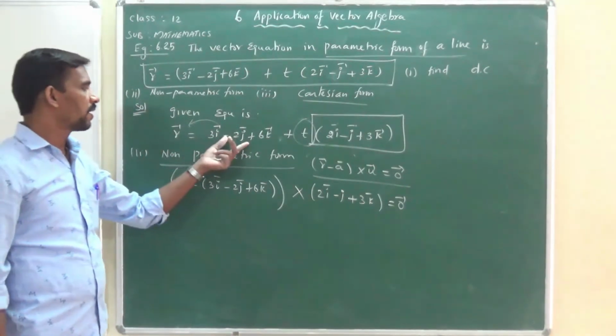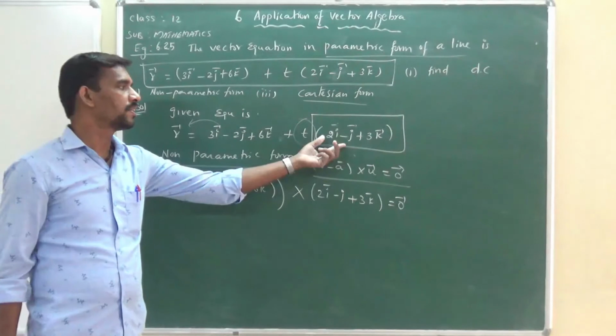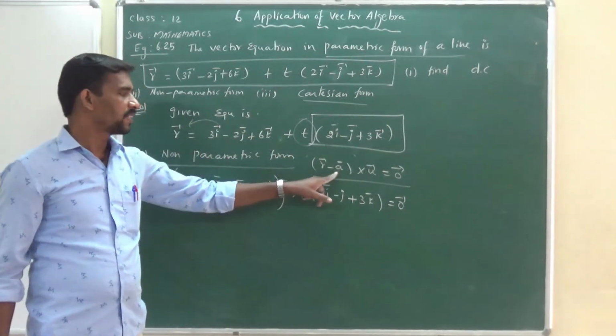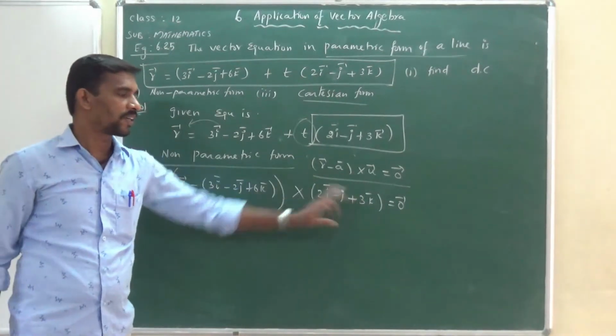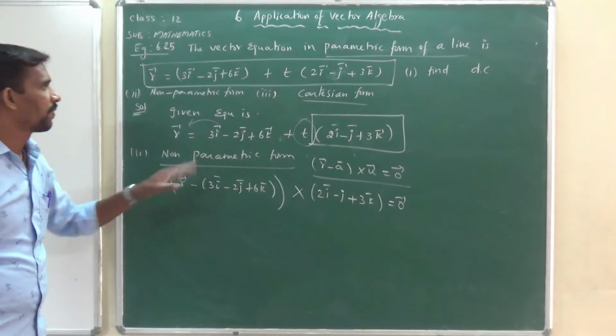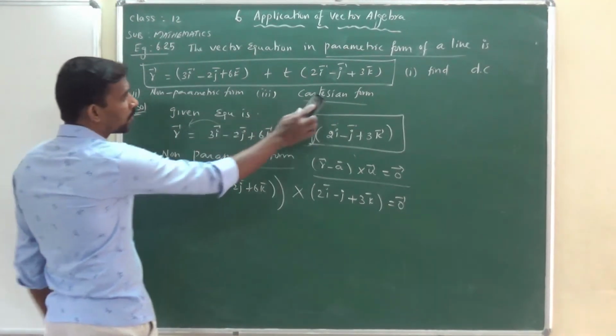This is the a vector and this is the u vector. I wrote them already, so no need to write again. So r vector minus a vector, cross u vector. So this is nothing but the non-parametric form of the given equation. Next one, Cartesian form.